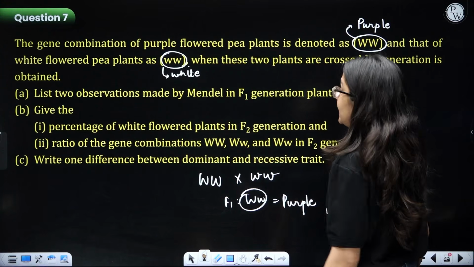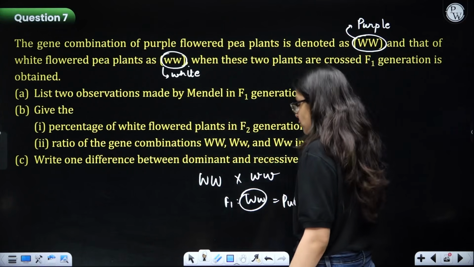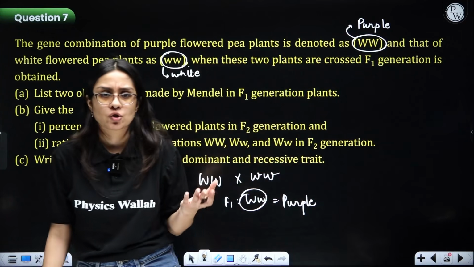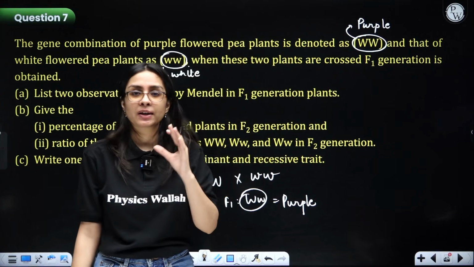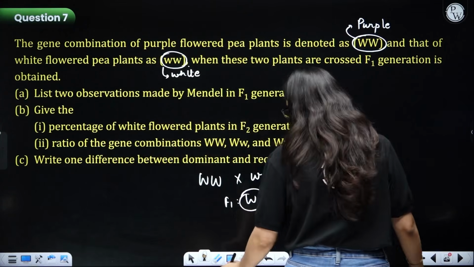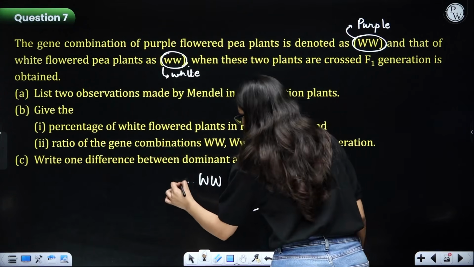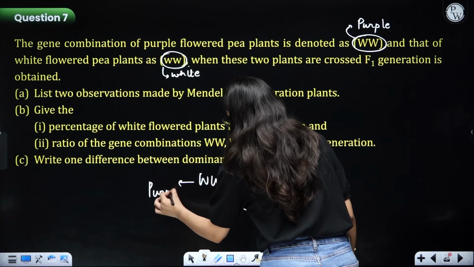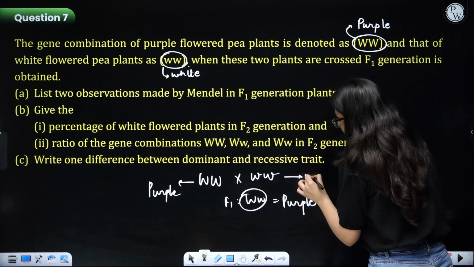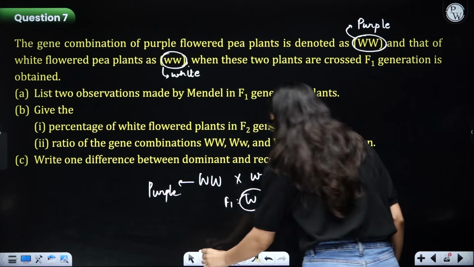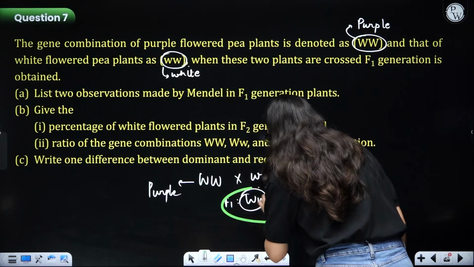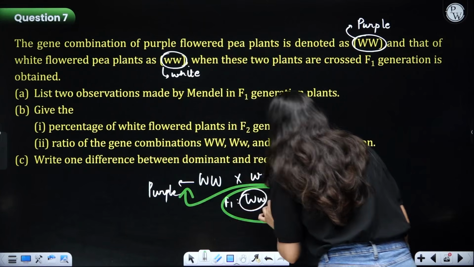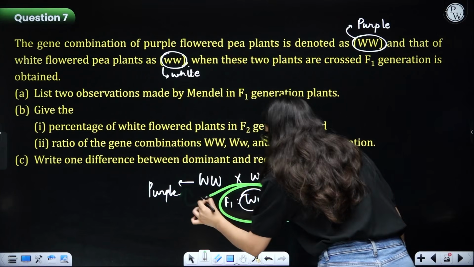Okay. List two observations made by Mendel in the F1 generation. Mendel, in the F1 generation, saw that all the offspring, all the progeny, were resembling only one parent. All of them were resembling only one parent, because this one was purple, or this one was white. And he saw that when we receive the F1 generation, all of them are actually resembling only one parent.